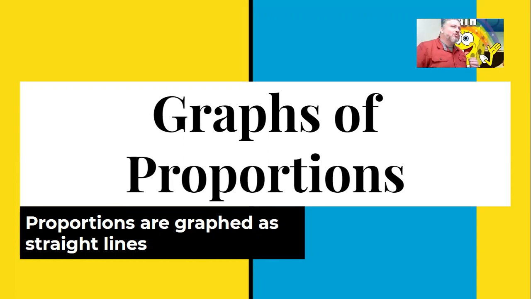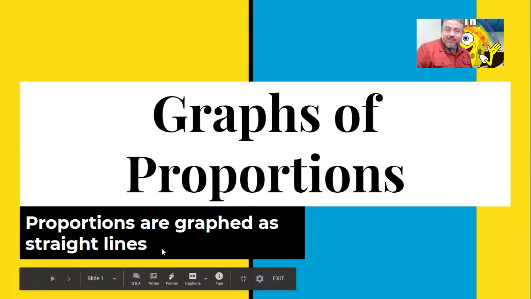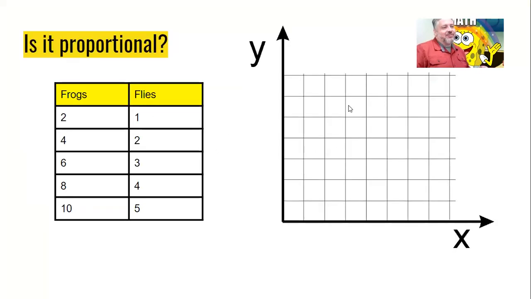So if you graph something, you can tell by looking at it that it's a proportion. Because if it's truly a proportion, when you graph the pairs, they are going to form straight lines. Just that simple, okay? All right, so looking at a couple examples of this.